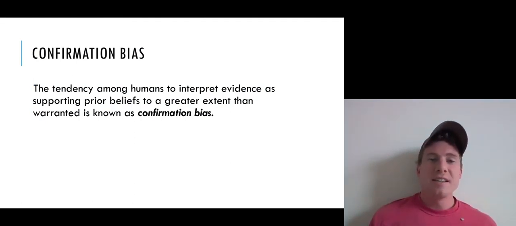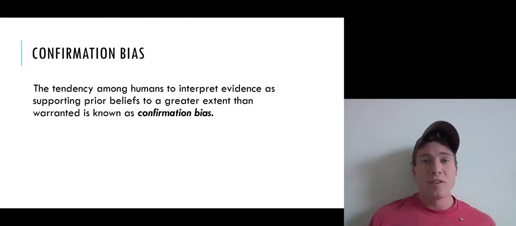Confirmation bias is the tendency among humans to interpret evidence as supporting their prior beliefs to a greater extent than is actually warranted. So confirmation bias is one of these cognitive biases, or systematic errors in judgment, that we humans are often prone to.